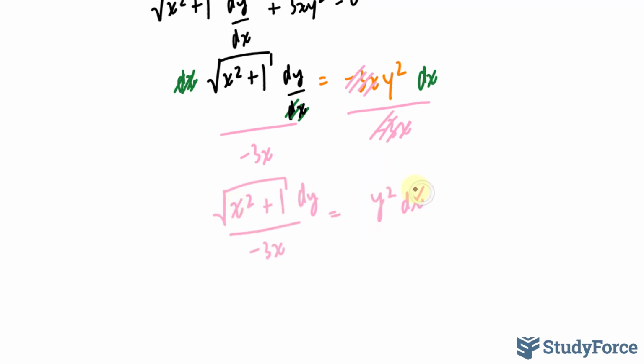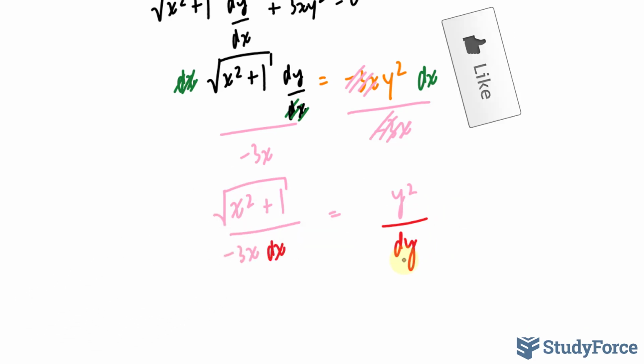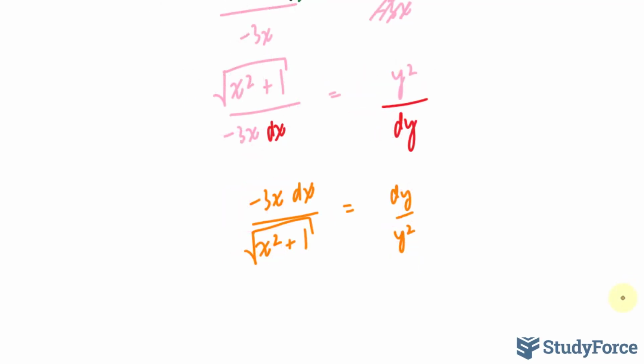Now since I want this term to be exclusively in terms of y and this one in terms of x, I need to bring this dx to this side and this dy to this side, and I can do that by dividing both sides by dx and dy. So if I divide this side by dx, I need to do the same thing here, and if I divide this side by dy, this dy and this dy will cancel out, and we'll have dy on the right side. Finally, what I want to do is make this dx and this dy in the numerator position, and I can do that by reciprocating both of these fractions. We are now ready to integrate.